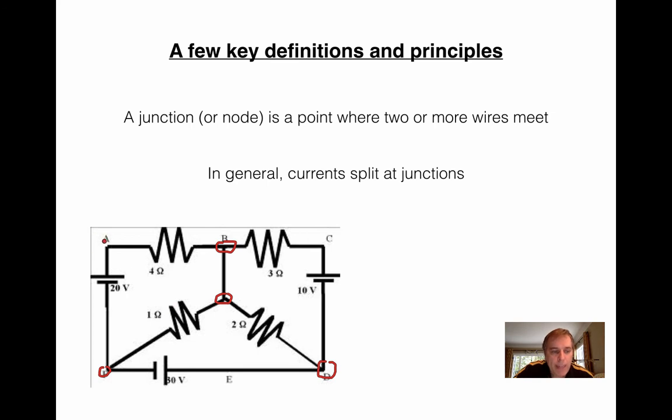Those are points where the currents will split. By the way, some people say that point A is a node. I don't know why. Maybe just because they see a wire bending here. But this is not a node because the current cannot split here. The current that goes here must go that way. So A and C are not nodes.